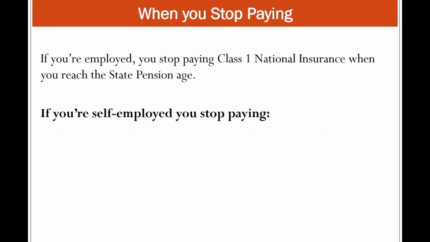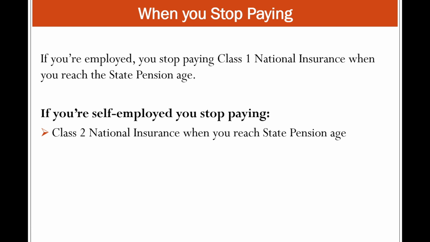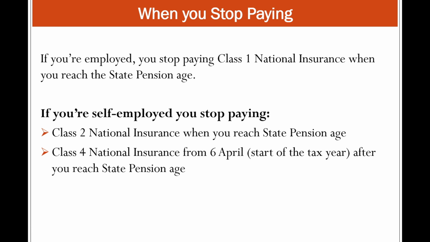If you are self-employed, you stop paying class 2 national insurance when you reach state pension age, class 4 from the 6th of April after you reach state pension age. So for example, you reach in February, and from 6th April after that tax year, you will stop paying.